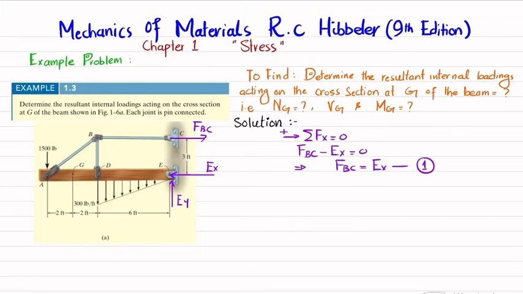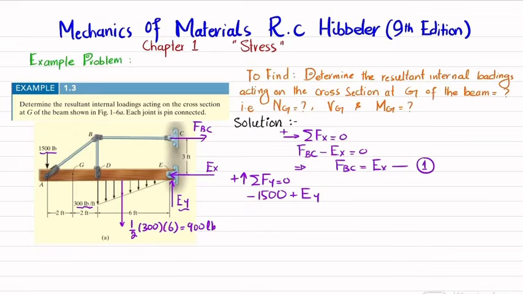Now EY can be obtained by using another equation of equilibrium: the sum of all forces along the y direction must be equal to 0, and upward force is taken as positive. One force is 1500 that is downward, so minus 1500 plus this EY is upward. Clear? And you can see there is a triangular load shown over here, so we will convert this into a point load. If I convert it into a point load, it will be equal to 1 over 2 times its magnitude which is 300 and the length over which it acts, which is 6. That will give you 900 pounds.